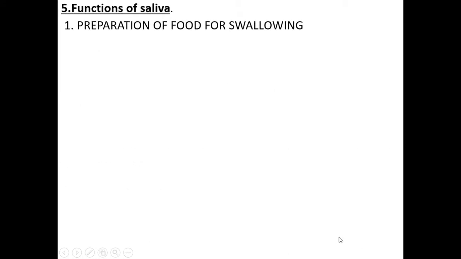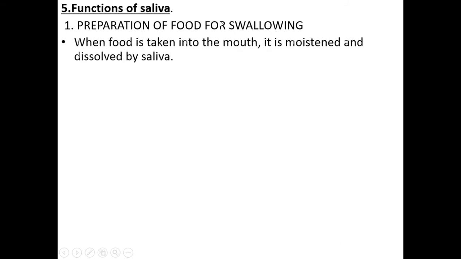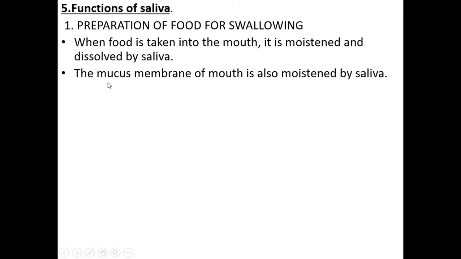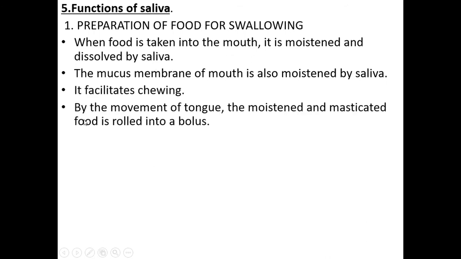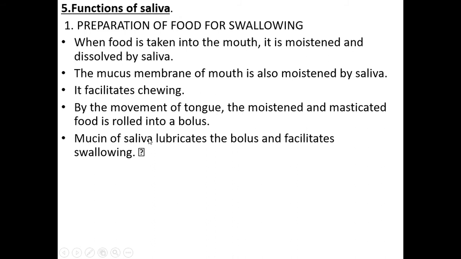Functions of saliva. Preparation of food for swallowing. When food is taken into the mouth, it is moistened and dissolved by saliva. The mucous membrane of the mouth is moistened by saliva. It facilitates chewing. By movement of the tongue, it moistens masticated food, which is rolled into a bolus. The mucin of saliva lubricates the bolus and facilitates swallowing.